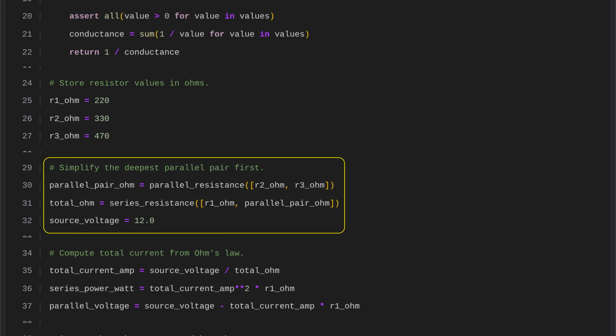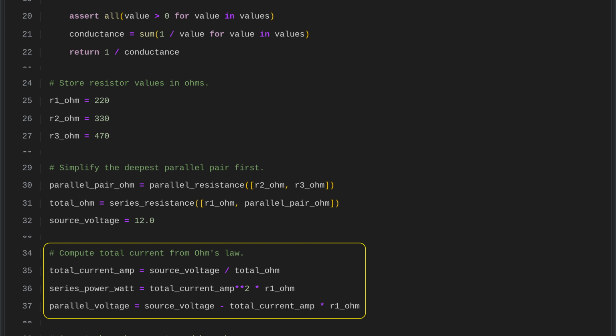First, the 2 parallel resistors are combined into one equivalent resistance using the parallel resistance function. That result is then added in series with the remaining resistor to find the circuit's total resistance. The source voltage is set to 12 volts for later current and power calculations. Use Ohm's law to find the circuit's total current by dividing the source voltage by the total resistance.